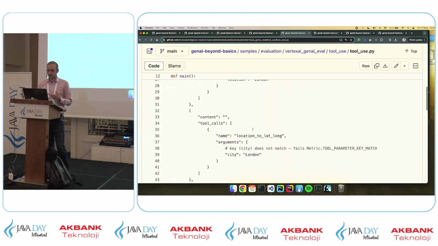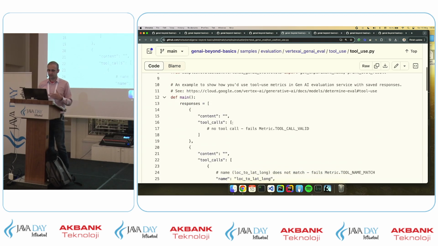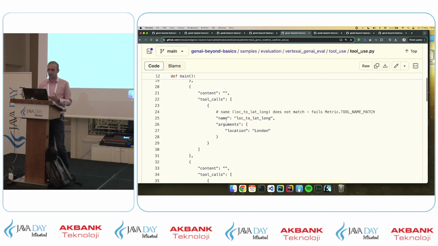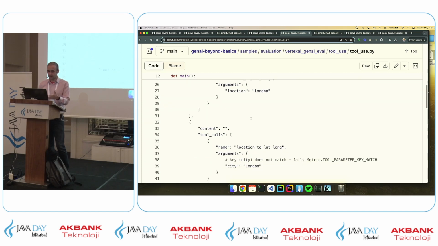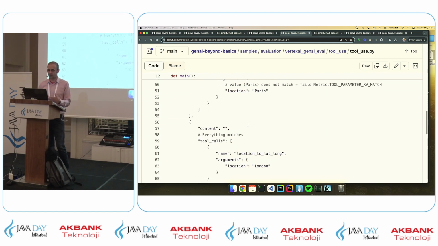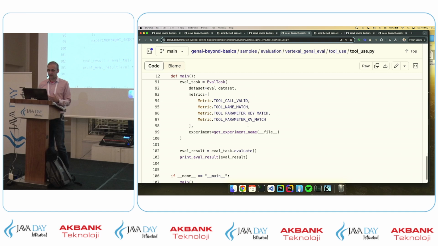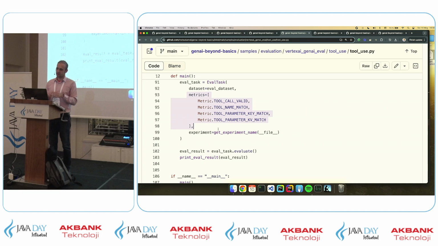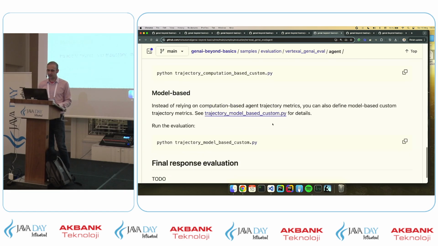And then you get responses like this, where you don't have any tool calls, or you have tool calls where the name doesn't match, or where the city doesn't match, and so on and so forth. These metrics basically catch those kinds of issues. I show you an example here where you can see that if you have differences with the reference, it will catch them. And same thing with the agent.